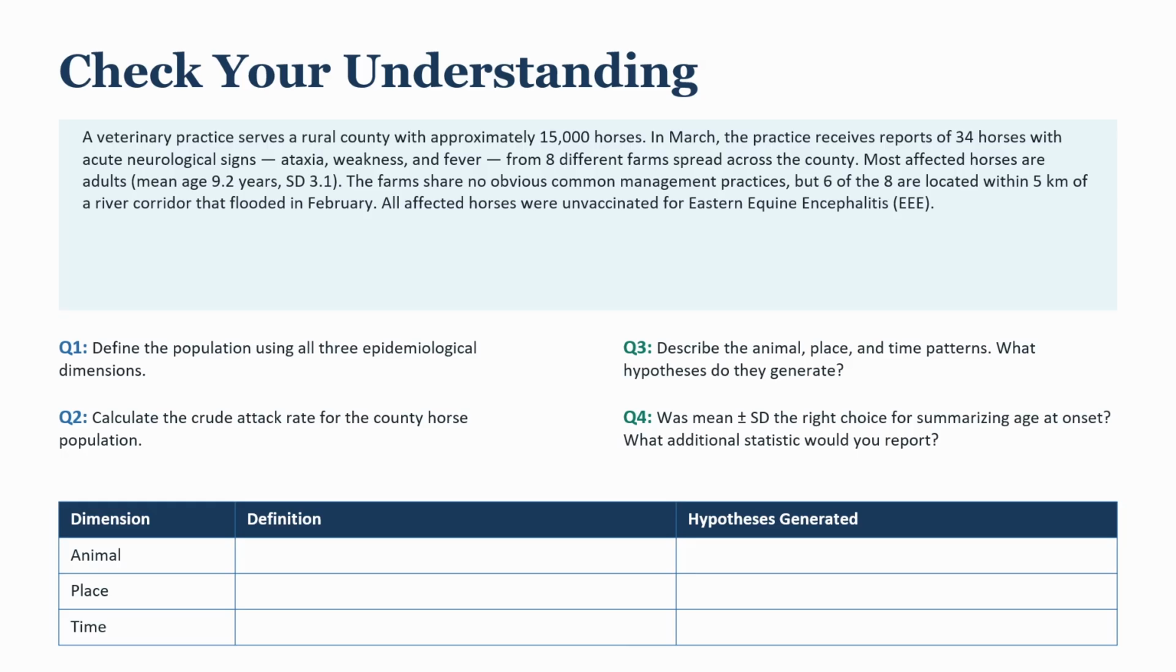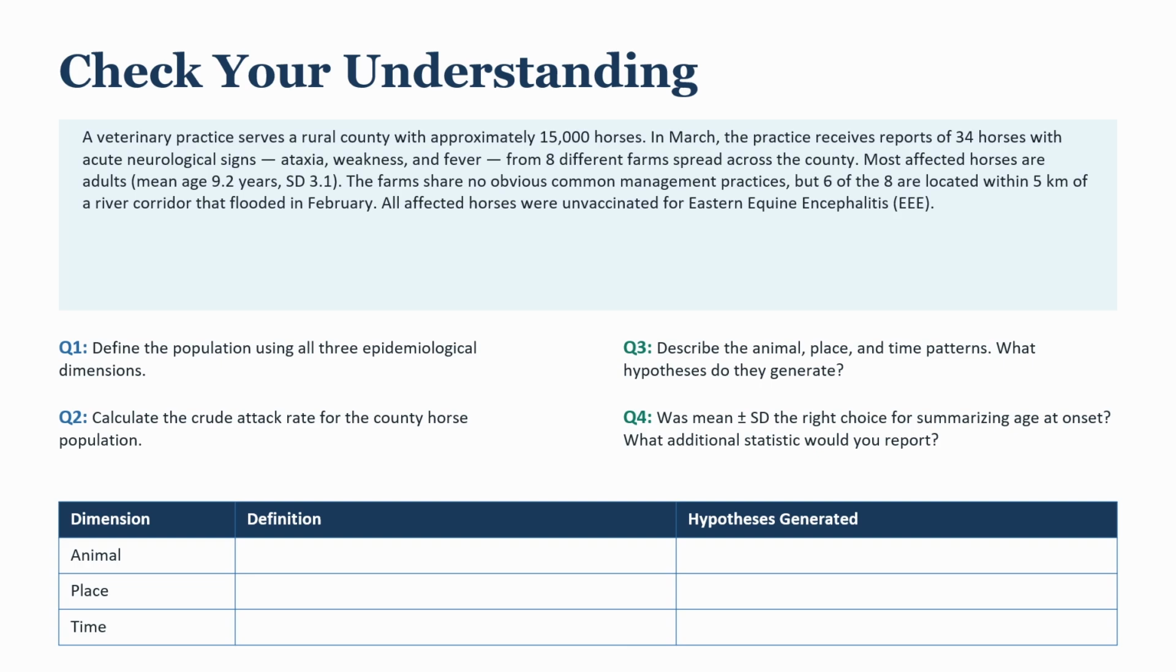Place, where? 6 of 8 farms, 75% within 5 kilometers of the river corridor that flooded in February. Geographic clustering near the river strongly implicates a location-specific exposure. Hypotheses: 1. Flooding created standing water, ideal Aedes and Culiseta mosquito breeding habitat, increased vector density near the river. 2. River corridor wildlife, birds as reservoir hosts, concentrated near flood-affected areas. 3. Farms farther from the river had lower vector exposure.